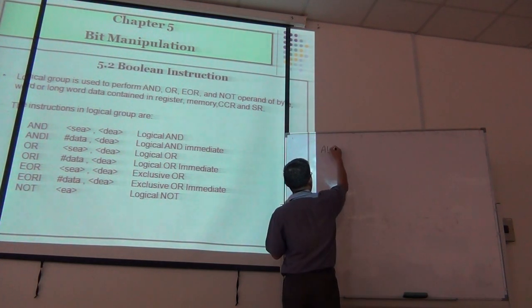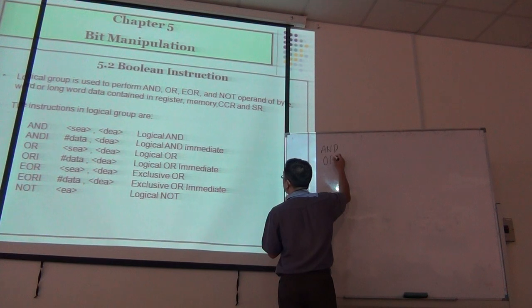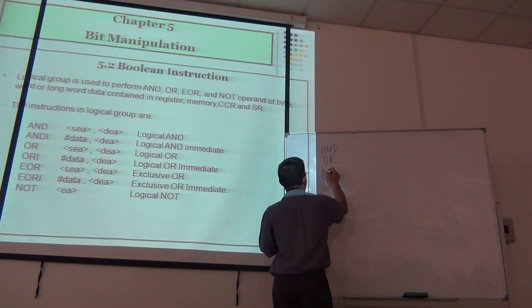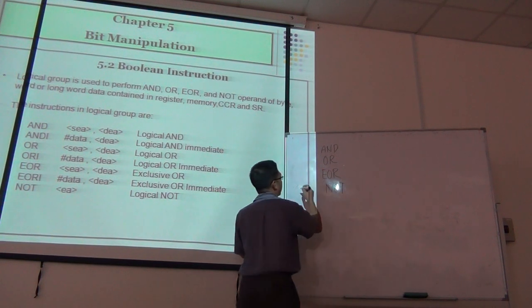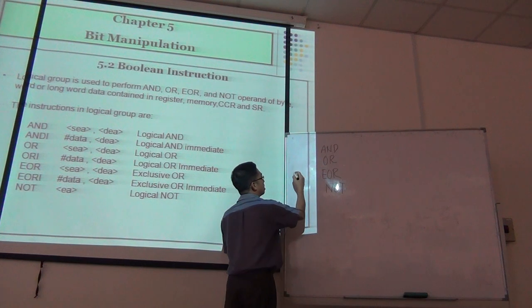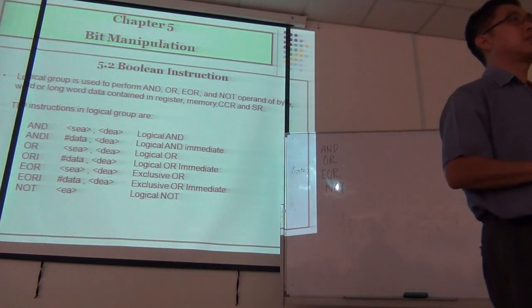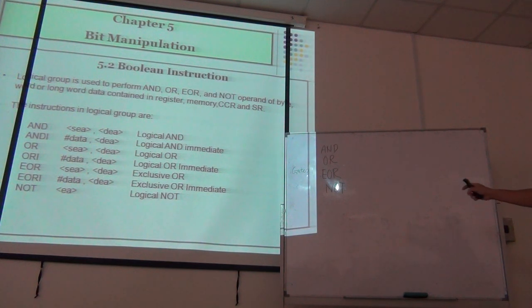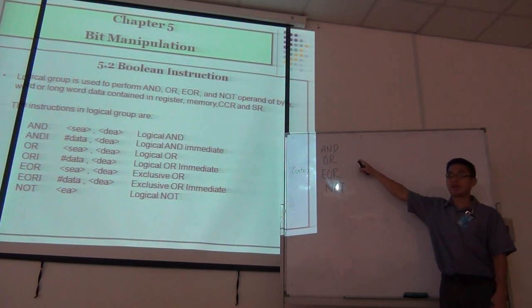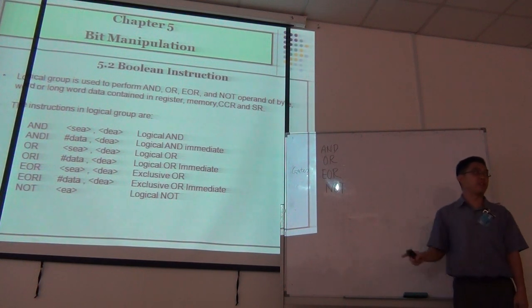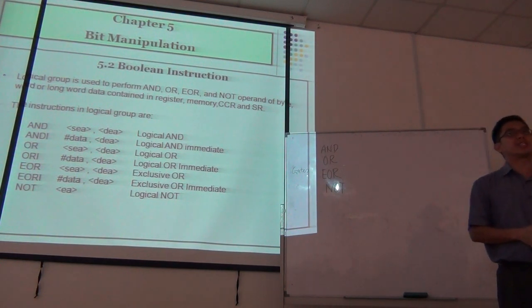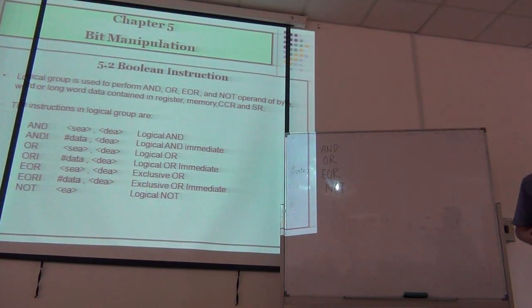One is AND, the other one is OR, then you have the exclusive OR, and then you have the NOT. These are very simple gates. Okay? So every gate has its own truth table. You normally only take two inputs. So to cut short, let's look at the AND gate first.